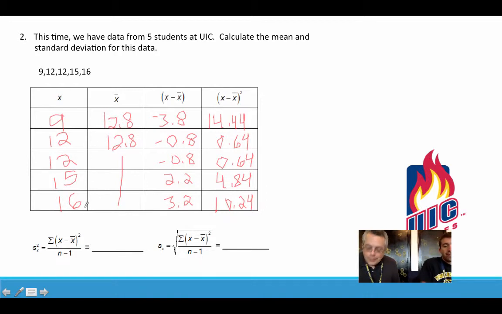On it, man. And then, standard deviation is a two-man job.